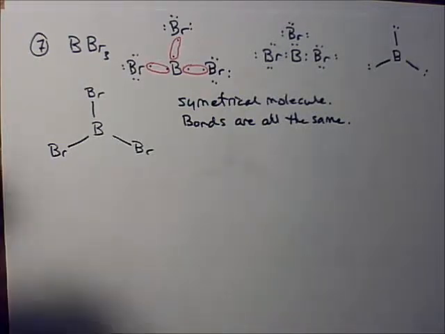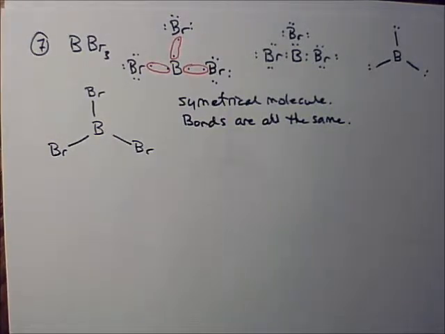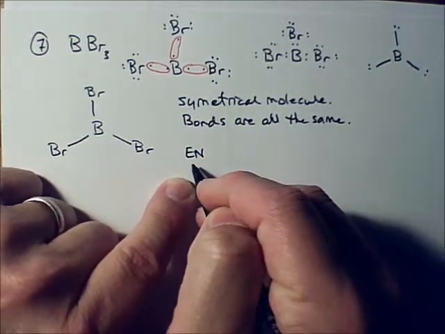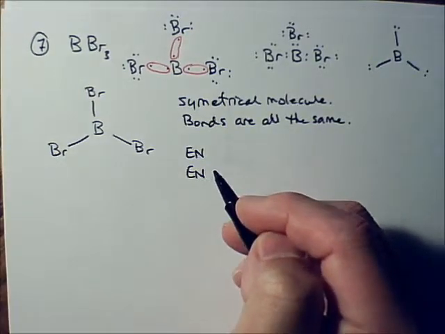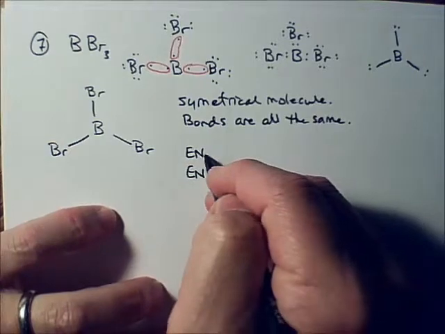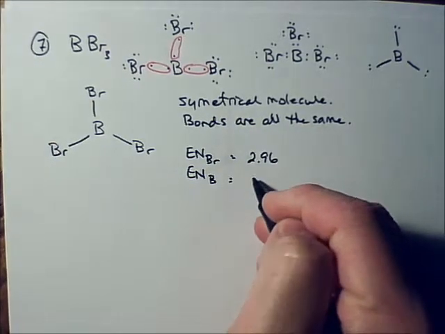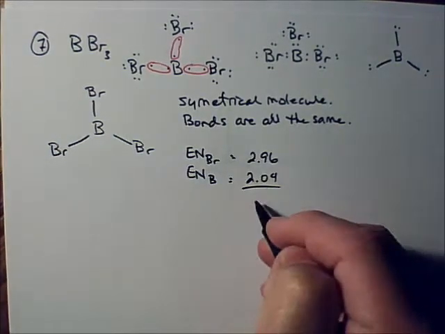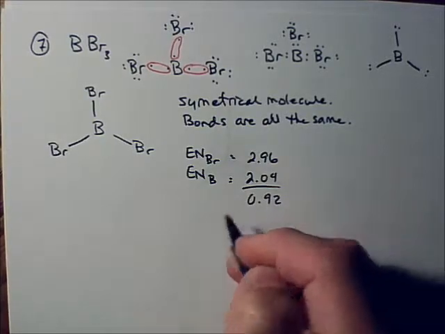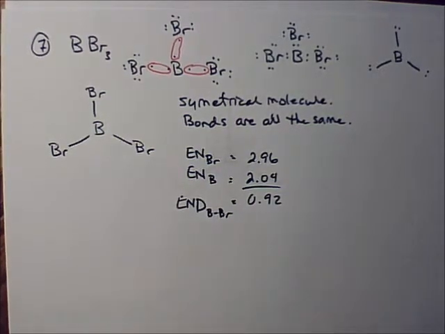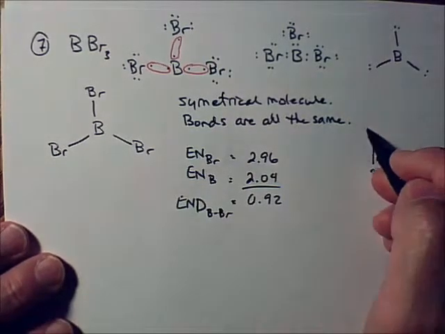Well, let's take a look just for the sake of looking at it. Let's look at the electronegativity here. Okay, we don't have to really, because we can see already it's symmetrical. There's no way. The bonds are all the same. The molecule is symmetrical. There's no way to have a polar molecule. Well, let's look at the electronegativity difference. And let's see, bromine is slightly higher than boron. I'll put it on the top. So the electronegativity difference for a boron to bromine bond is 0.92. So it is a polar molecule. I mean, it's a polar bond, not a polar molecule.